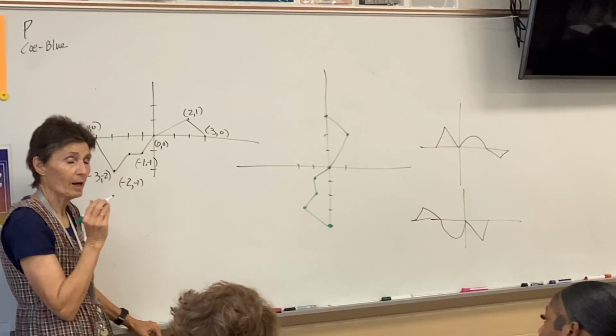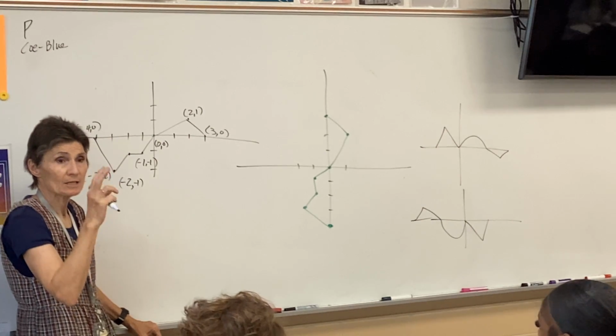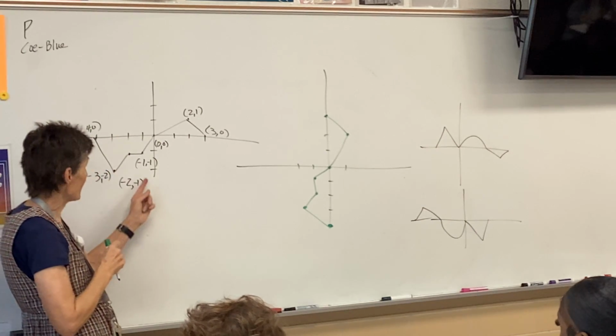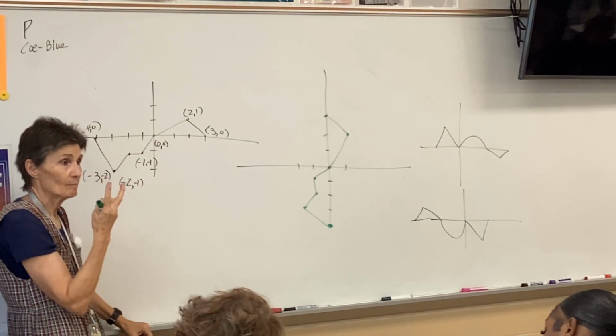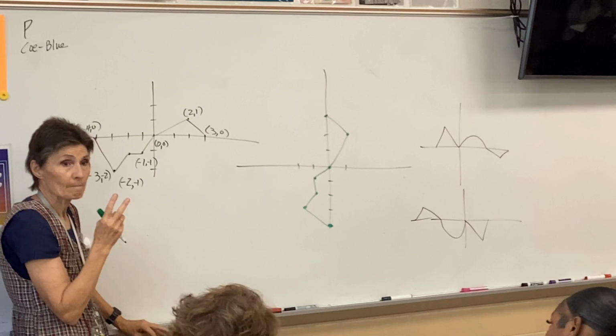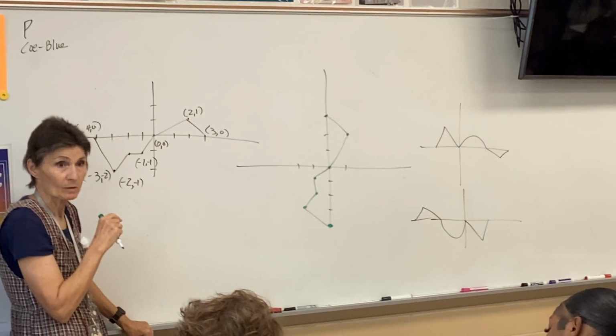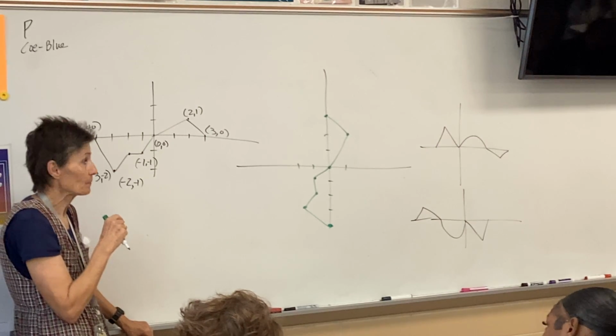So easy to plot. Just take each ordered pair. That's why I wrote them all down so I can actually see them. Take each ordered pair and flip-flop them. Connect the dots. Okay? Easy enough.